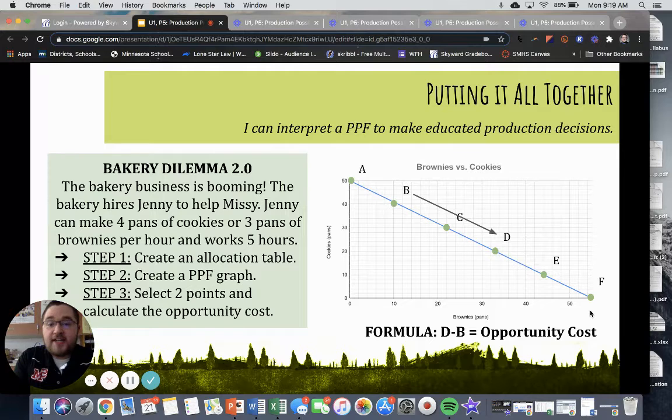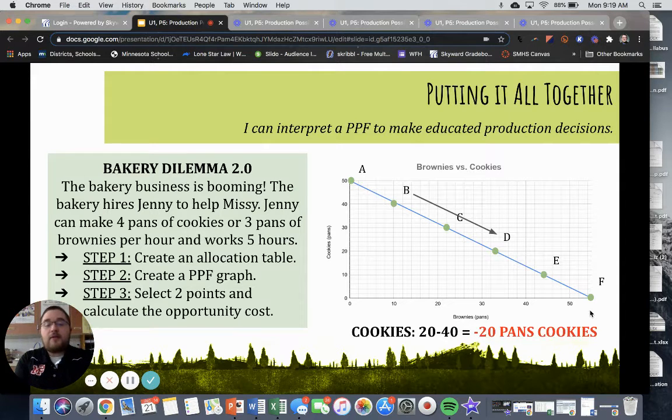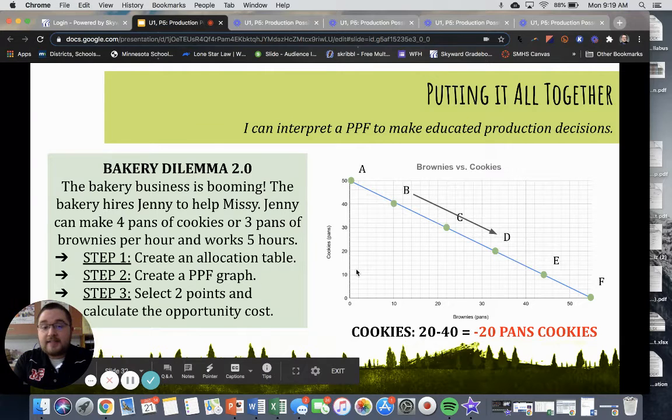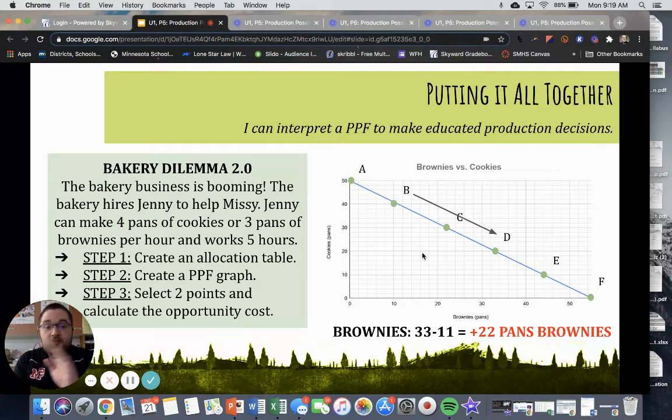Well, just at a glance, we can see that our cookies are going to be going down and our brownies are going to be going up. So let's do the math. Formula: D minus B equals opportunity cost. So at point D, we're producing 20 cookies and 33 brownies. And at point B, we're producing 40 cookies and 11 brownies. So by moving from point B to point D, we are giving up or losing 20 pans of cookies, which makes sense because we're going down on our y-axis. And in turn, we are gaining 22 pans of brownies because they're moving to the right or along the x-axis.